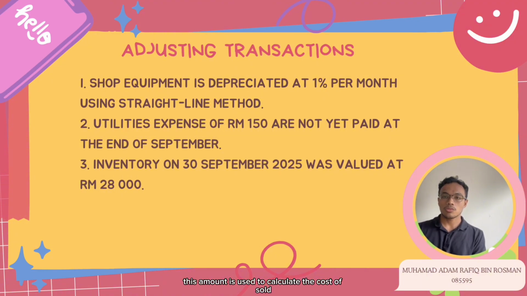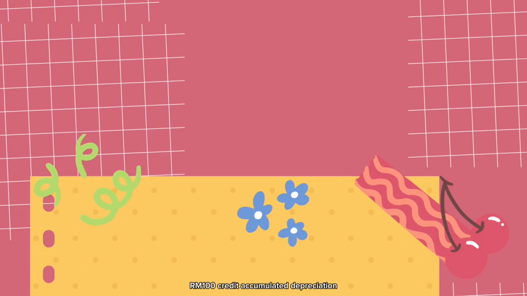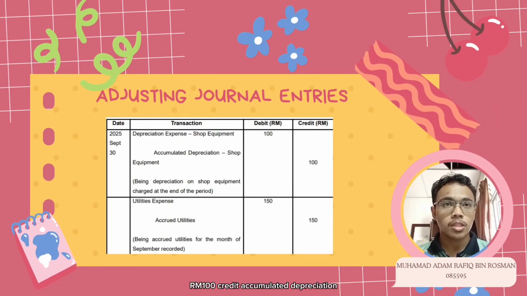This amount is used to calculate the cost of goods sold. Credit accumulated depreciation, shop equipment 100 ringgit. Second, we record the accrued utilities expense, debit utilities expense 150 ringgit, and credit accrued utilities 150 ringgit.